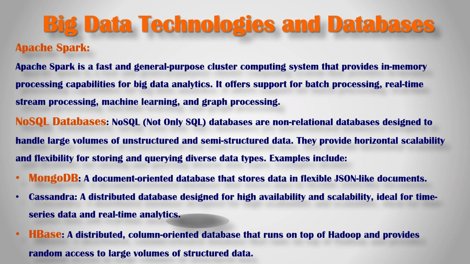Apache Spark. Apache Spark is a fast and general-purpose cluster computing system that provides in-memory processing capabilities for big data analytics. It offers support for batch processing, real-time stream processing, machine learning, and graph processing.